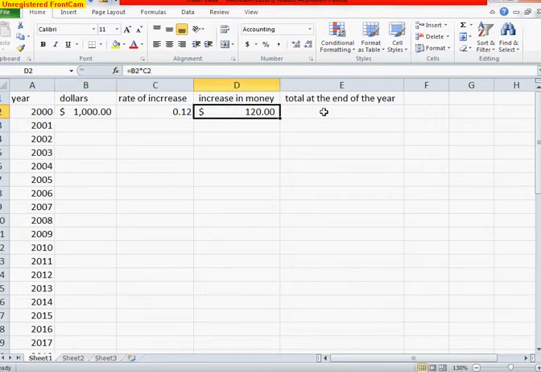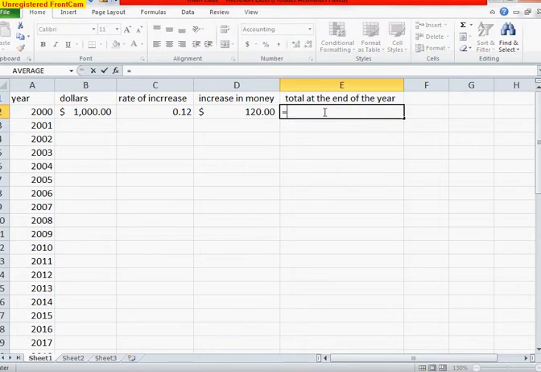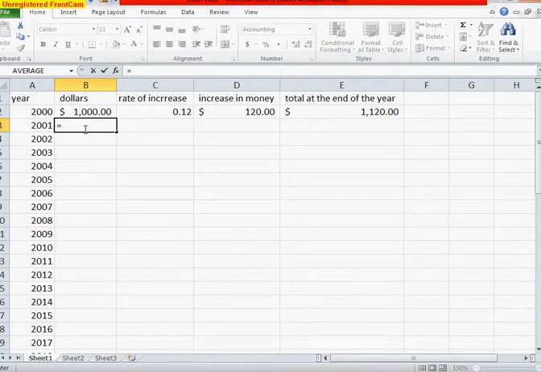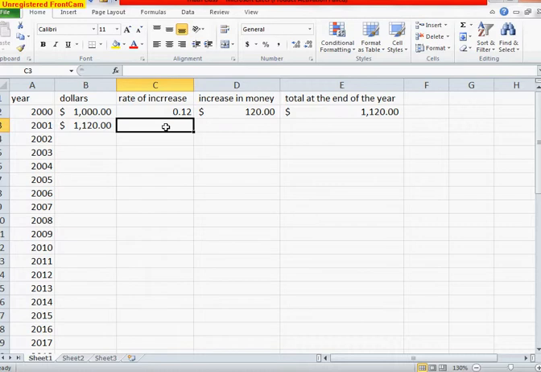So the total at the end of the year equals the beginning plus the growth during that year, which is 1,120. So I started with 1,000, it increased 120, so at the end of this year I have 1,120. Does that make sense? Okay. The beginning of next year, right here, is going to be equal to this. So at the beginning of the year, I put equals this. And this stays the same, 0.12.